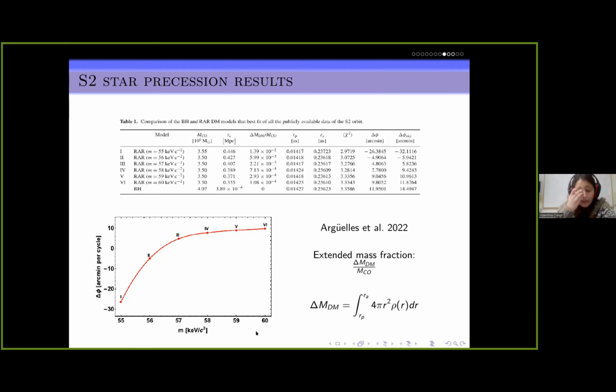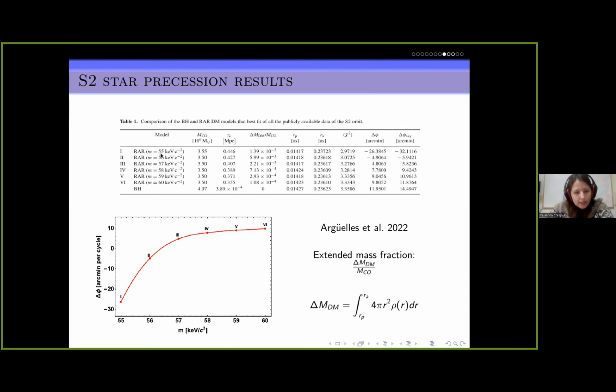This can be explained qualitatively by 2 overall effects. One produces direct precession and is caused by the quantum core inside the orbit, and the other, opposite effect is due to the extended mass that fills the orbit of the star from the pericenter to the apocenter. So these 2 effects are competing, and we also computed the extended mass fraction, which is given by this integral over the mass of the core.